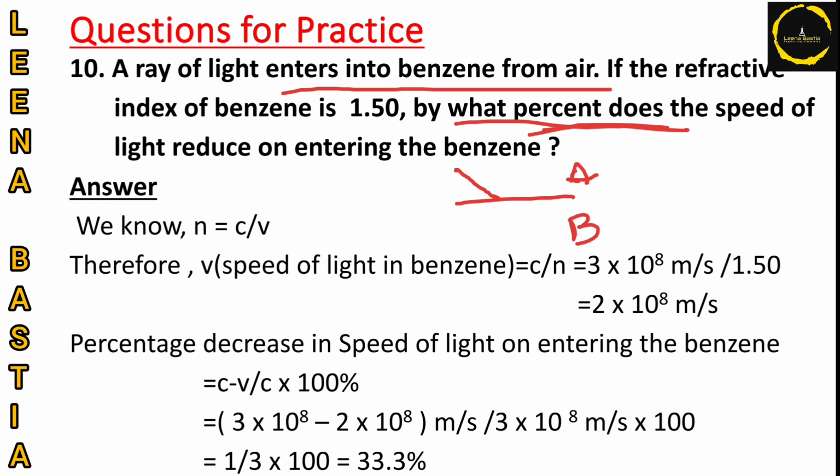How is percent calculated? Just like you calculate your marks: the marks secured by total marks into 100, isn't it? Same thing we will apply here. We know that n equal to c by v. So v is c by n. The value of c, you just put it 3 into 10 to the power 8 divided by the refractive index, that is given already 1.50. You will get 2 into 10 to the power 8 meter per second.